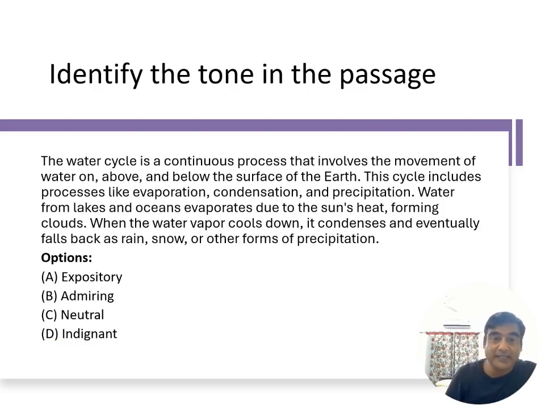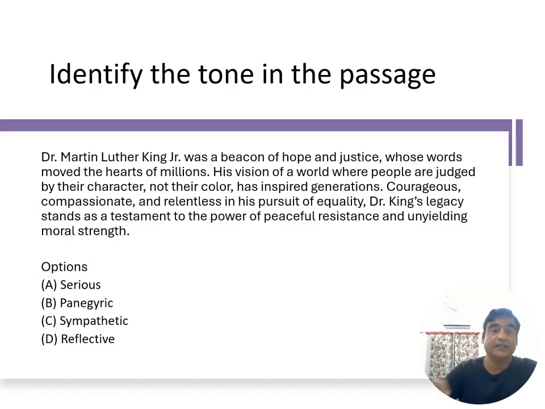Okay. The water cycle is a continuous process that involves the movement of water on, above, and below the surface of the earth. The cycle includes processes like evaporation, condensation. I'm explaining a process, possibly the water cycle here. So the tone becomes explanatory. I'm explaining the water cycle. So here the tone would be expository. Expository means an explanation.